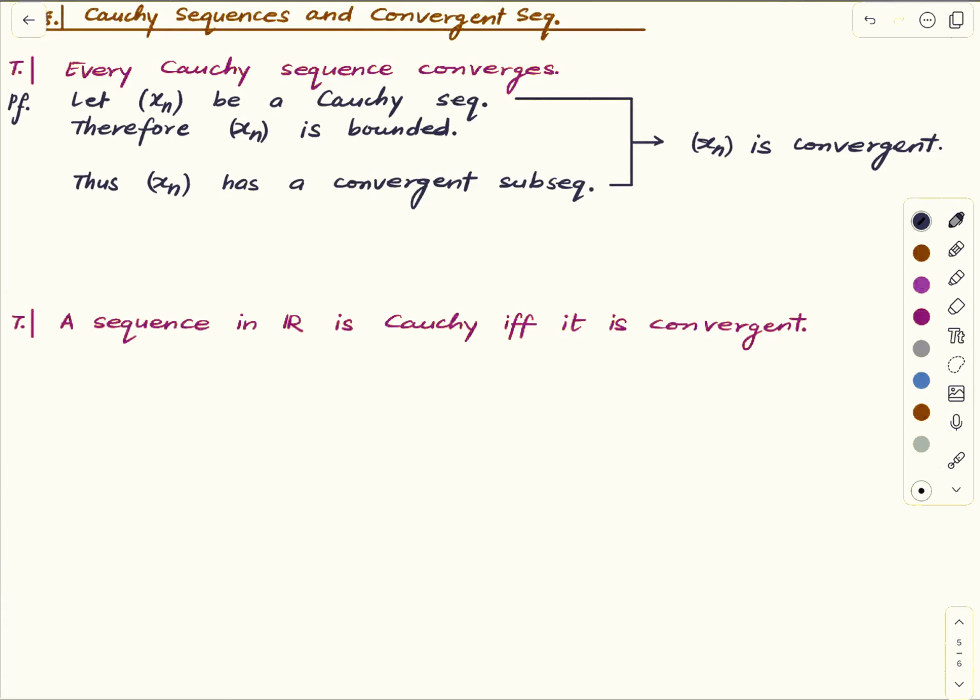We have already shown that every convergent sequence is Cauchy. Now we showed that every Cauchy sequence is convergent. And hence the notion of a Cauchy sequence is precisely the same as that of a convergent sequence, which is what we have recorded over here.